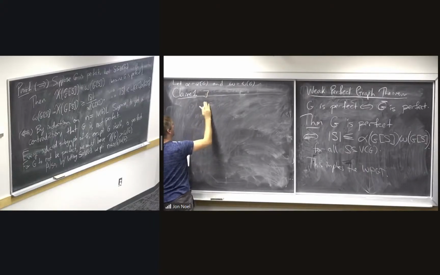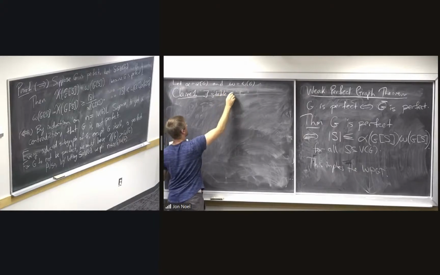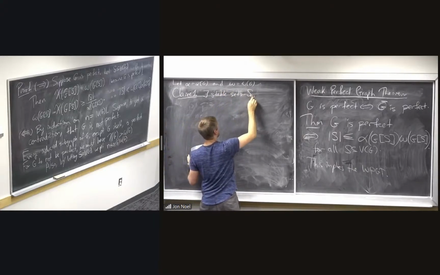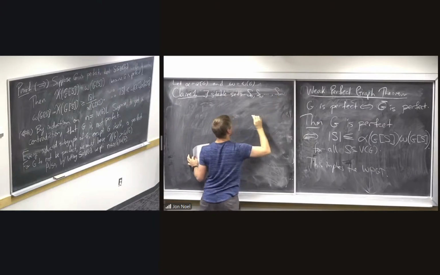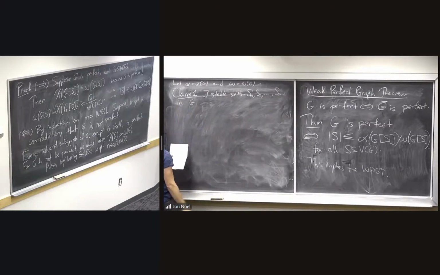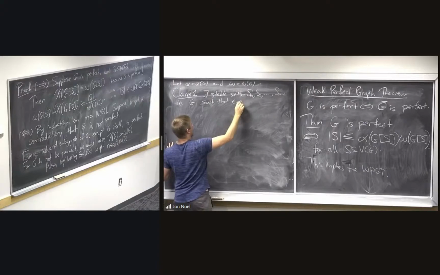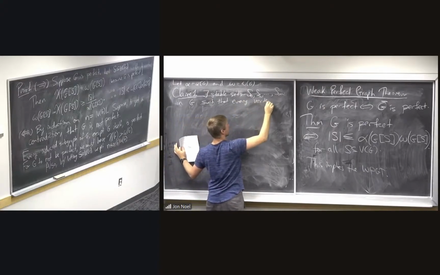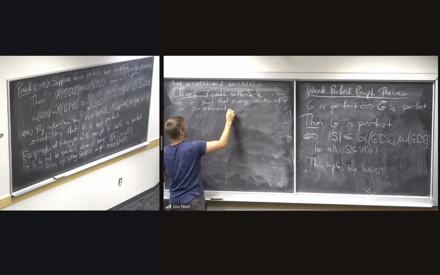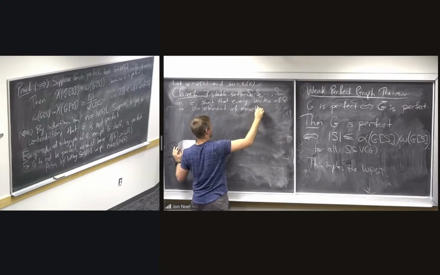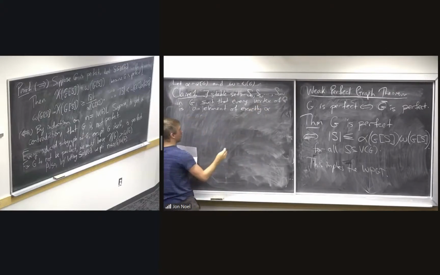So I claim that there exist stable sets S0, S1, up to S alpha times omega in G, such that every vertex of G is an element of exactly alpha of these stable sets.